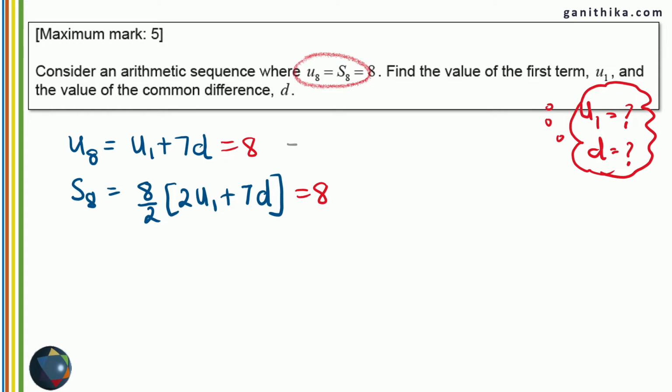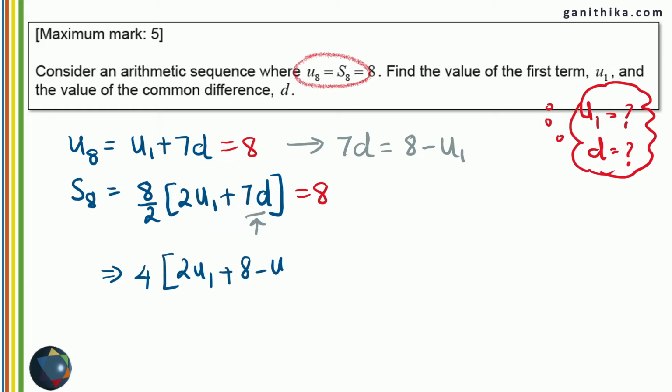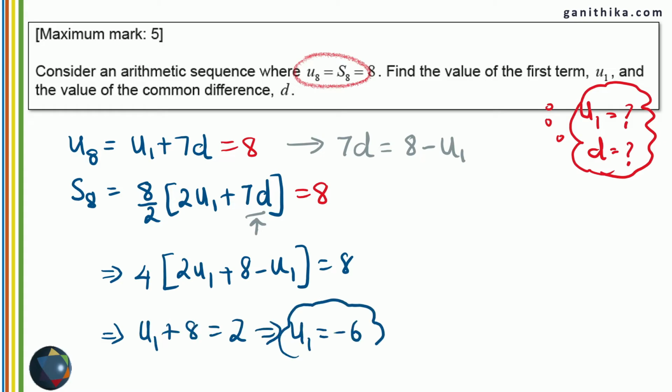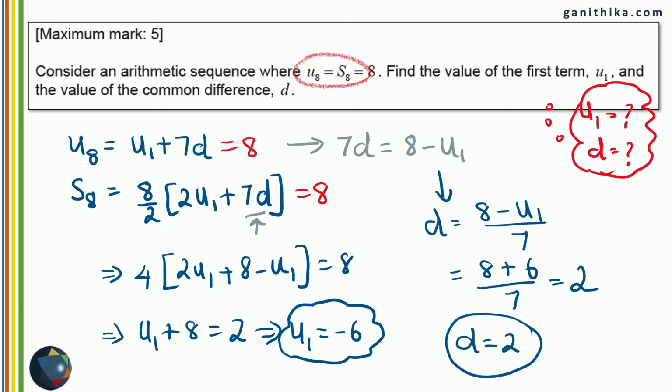Shall we do that now? From this equation, I'm going to change 7D to 8 minus U1 and that 7D will be substituted in this place. Simplifying this, I'll be getting this, and simplifying this further, I'll get U1 to be equal to negative 6. I hope you also got the same answer in your notebook. Next, solving for D using U1 equal to negative 6, I'll get D is equal to 2. So we have completed the question. U1 is negative 6 and D is 2. It's a very simple question for 5 marks. So A1 mark for each of the equations that you have formed for U8 and S8.